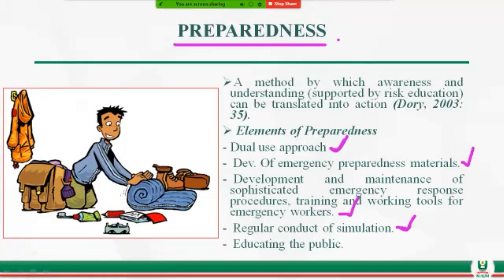Simulation is to conduct an activity that tends to resemble the type of threat that is about to happen, so that people get to know how to avert or reduce it. People get to know ways of not becoming victims, of not becoming vulnerable to that type of threat. Then educating the public. All right. So those are the elements of preparedness, of getting prepared.